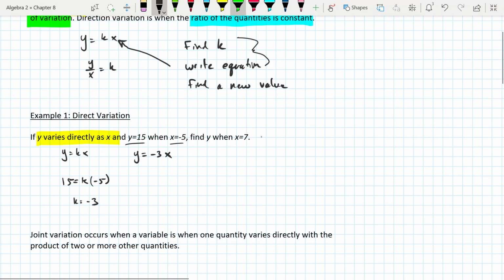And now the third part, this is what I was saying, how there's multiple parts to these things. We're going to find y when x equals 7. So now I have my equation. All I'm going to do is find y when x equals 7, and y equals negative 21.